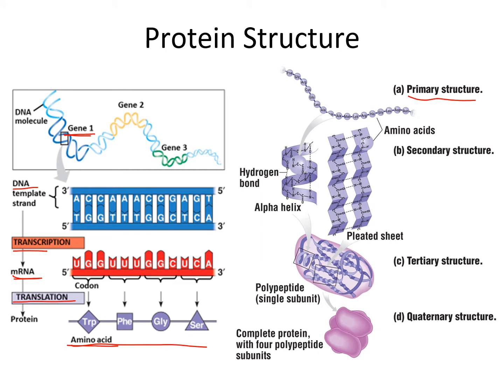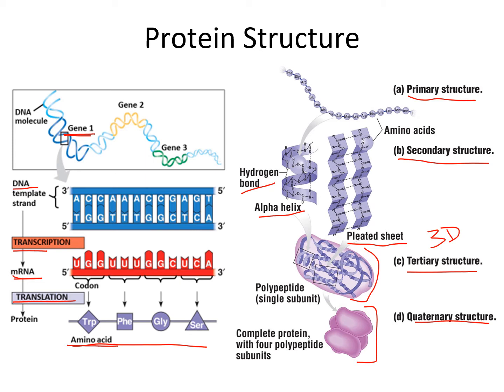So again, the primary structure is that sequence of amino acids. Secondary structure is how that long chain of amino acids interacts with each other by hydrogen bonding to form either an alpha helix or a beta pleated sheet. Tertiary structure, tertiary 3, is the three-dimensional structure of the protein. That's how the whole thing winds up upon itself to form a polypeptide. And then quaternary structure is how that polypeptide interacts with other polypeptides to form a functional protein.